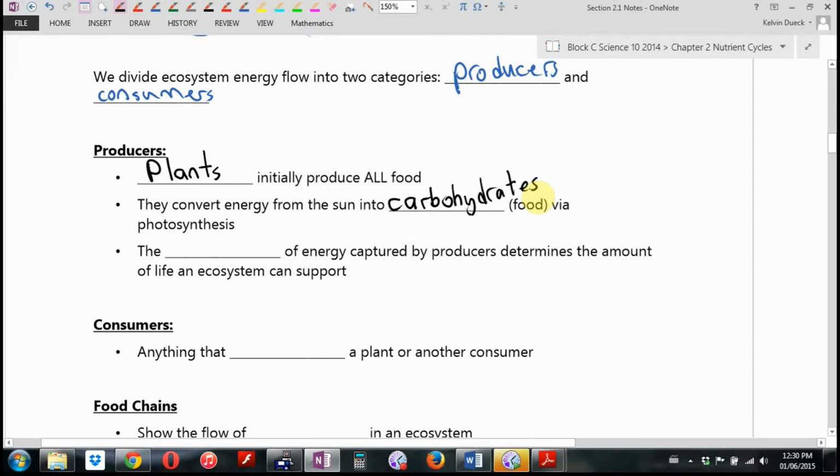All other living things, with the odd exceptions, yes, there's weird life like down by the thermal vents at the bottom of the ocean, but for the most part, everything else either eats the plants or eats the things that eat the plants, or both, like bears. So the amount of energy captured by producers determines the amount of life an ecosystem can support. This is why in the last chapter I said the two most important things about a biome were temperature and precipitation, because they affect what plants will grow there, and what plants will grow there affect what animal life can live there.